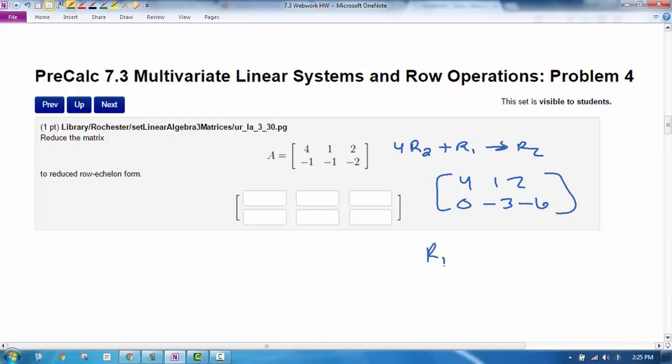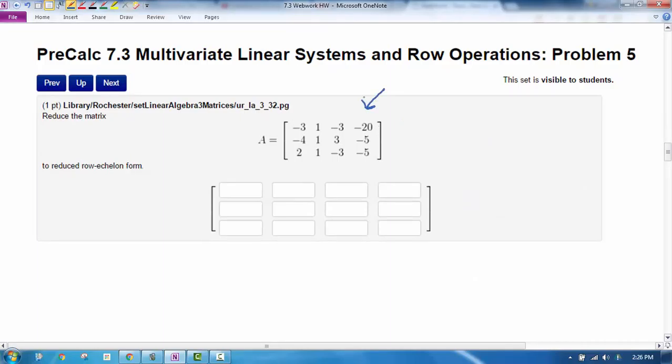And now I can just take row 1 and divide it by 4. And I can also take row 2 and put that in row 1. And I can take row 2 and divide it by negative 3 and put that in row 2. So if you divide this by 4, you get 1, 1/4, 1/2. Divide this thing through by negative 3, you get 0, 1, 2. And there's my answer.